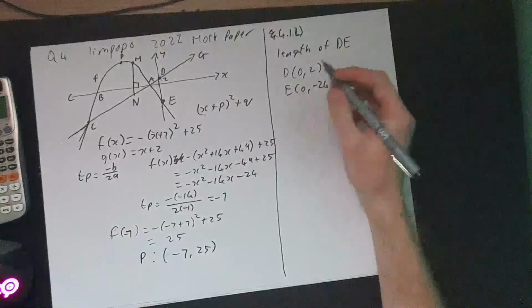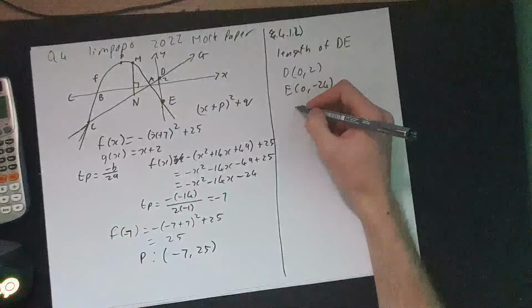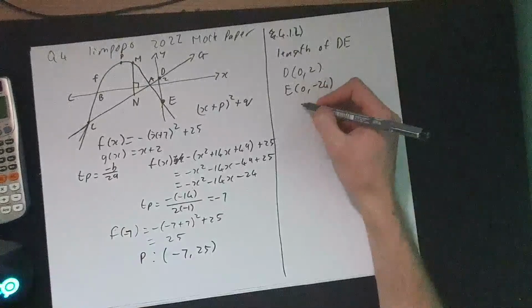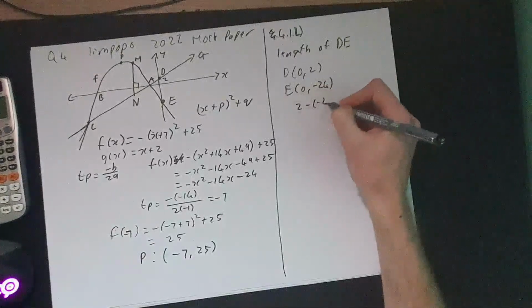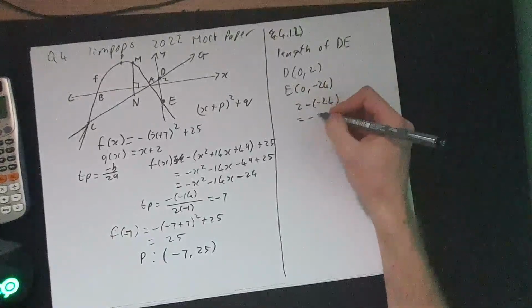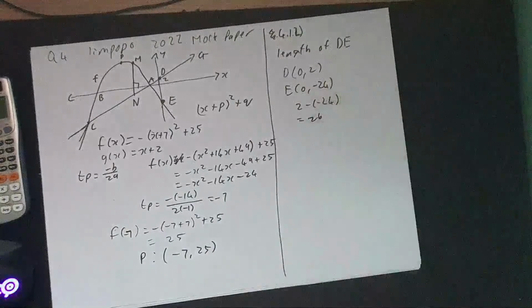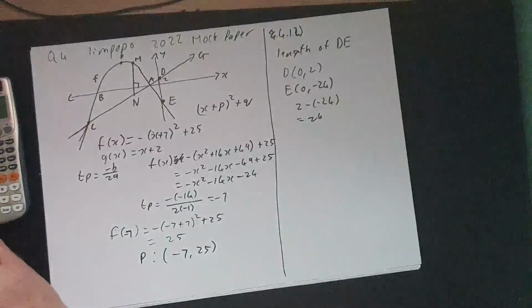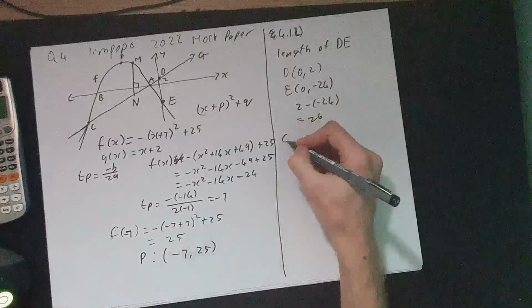So we take the difference between them. So it's going to be 2 minus 24, which is then going to give you minus 26. Okay, not too difficult with that one. And then 4.1.3 says the coordinate of C. So we've got to find the coordinate of C.